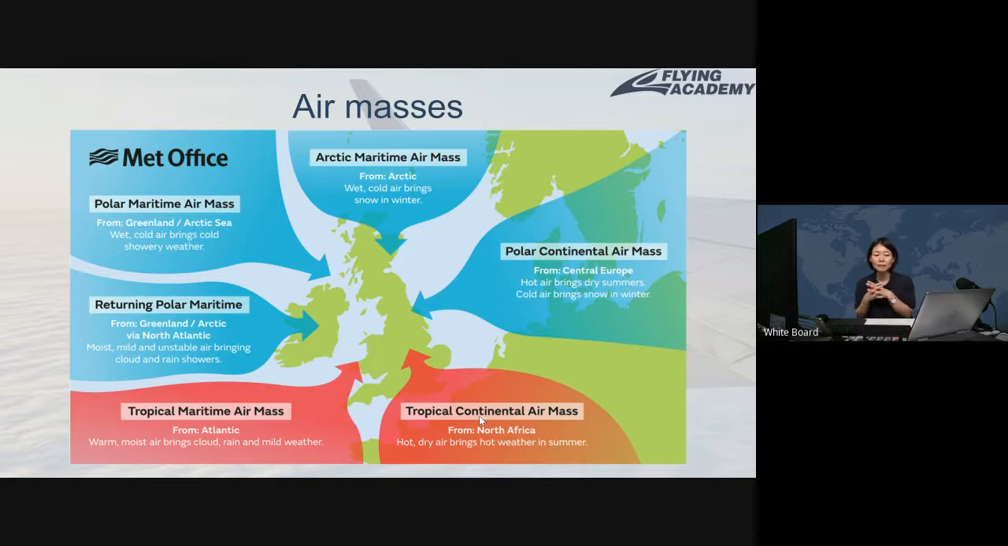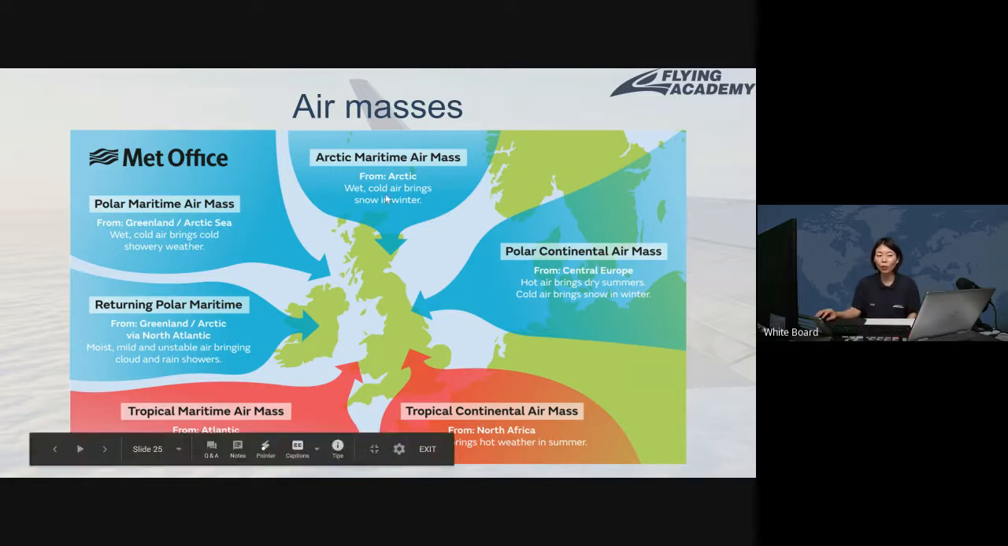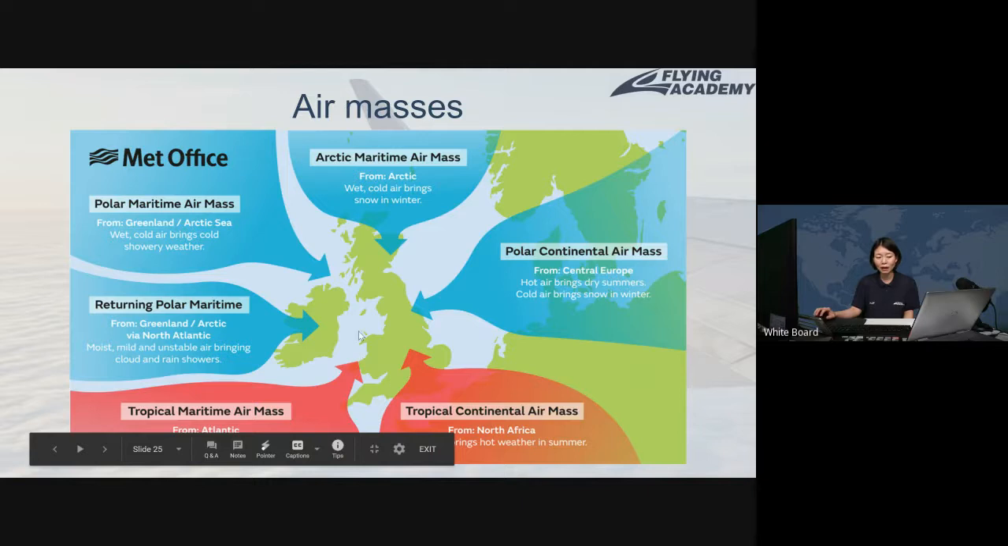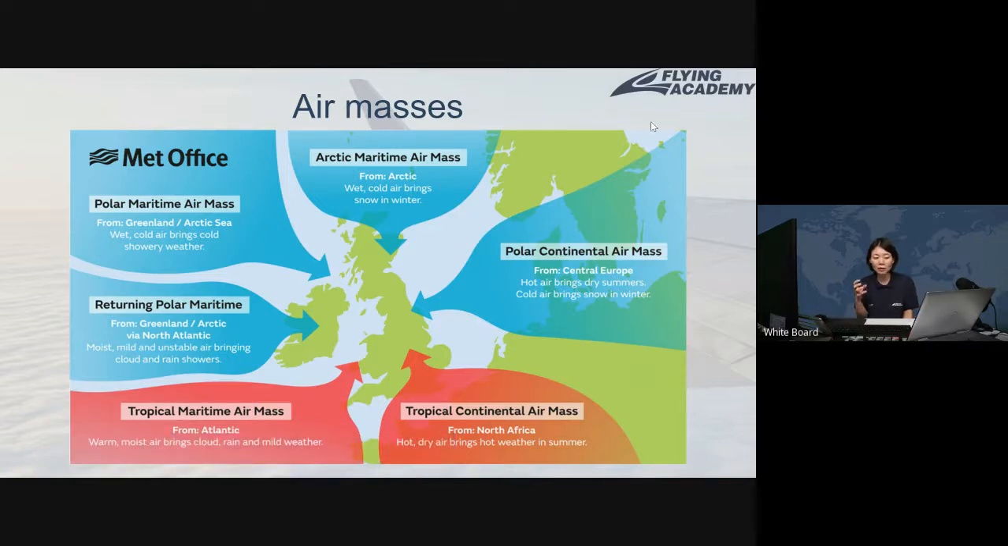If it is an Arctic maritime air mass, it is cold, plus it is wet. So when it comes to some places, it's going to bring snow in the winter because it is already cold and already wet. It contains a lot of moisture inside. But if you're talking about tropical maritime air masses, it is warm and it has moisture, so it's going to come with rain or mild weather, because if it is warm, it can still hold the moisture inside. So maybe it can be rain or just normal, humid weather.